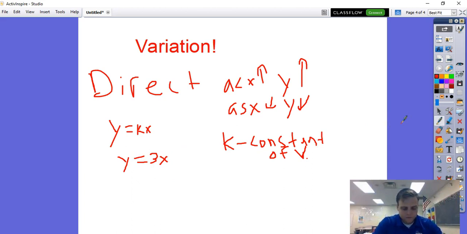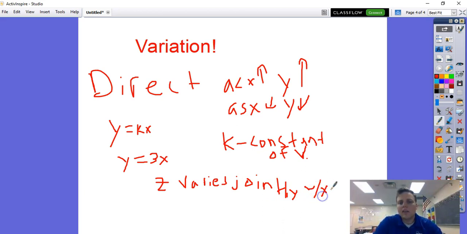So you could say something like, z varies jointly with x and y. Let's look at this real fast. Z varies jointly with x and y. Do you know all that means? Z varies jointly with x and y. Guys, it's just another way of saying, my brain's all over the place.